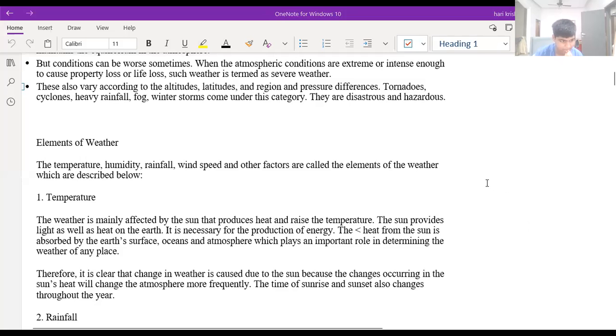Okay, sir. If you come to India, India is near to the equator part only, right? Not exactly near to the equator, but near. Tropic of Cancer or Tropic of Capricorn will pass through India? Tropic of Cancer only will pass through India.